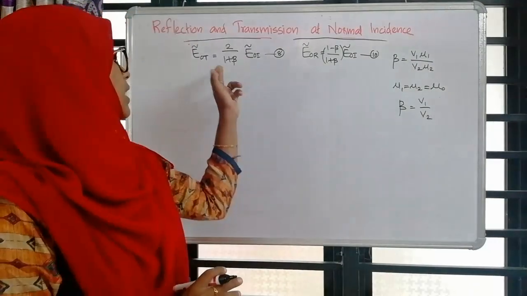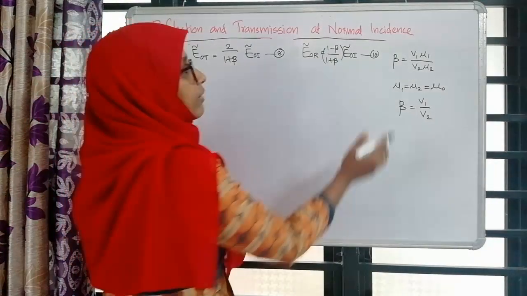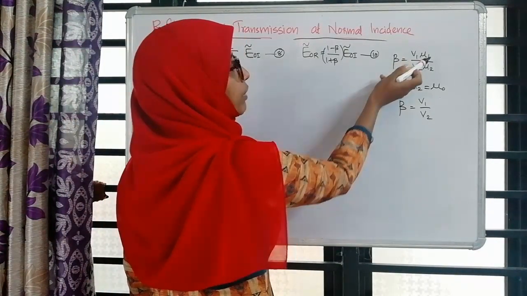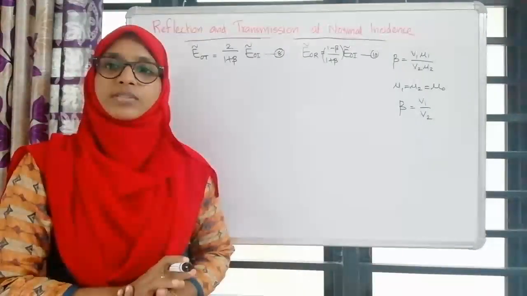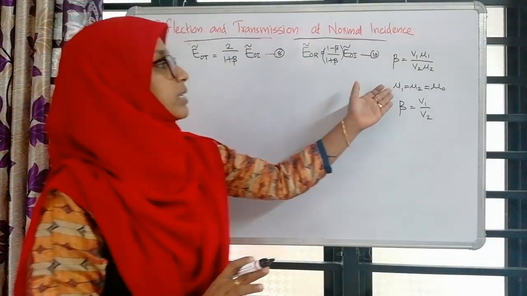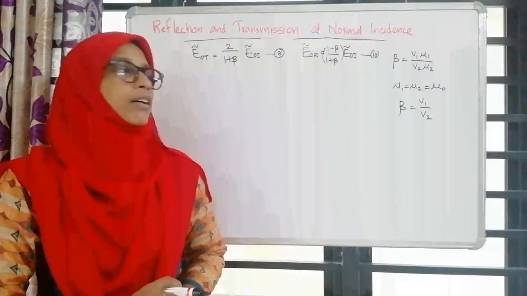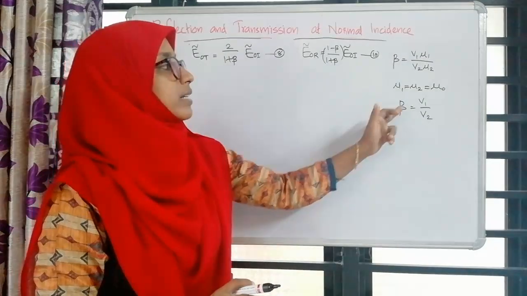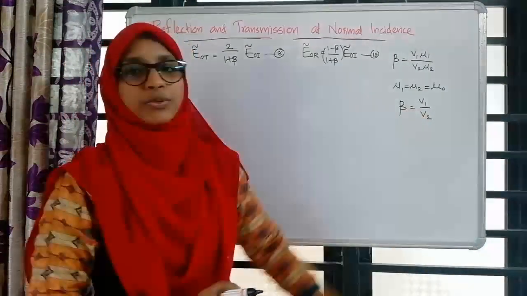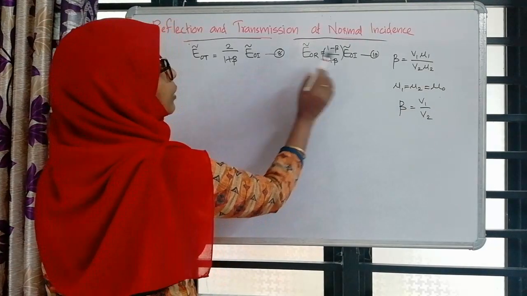So, I have rewritten equations 8 and 10 to do a substitution. As we have already substituted, beta is equal to V1 mu1 by V2 mu2, and we know for most cases the value of the permittivity closely resembles that of its value in vacuum. For such cases, for a non-conducting medium, beta is equal to V1 by V2. We have to substitute this beta is equal to V1 by V2 in these equations.